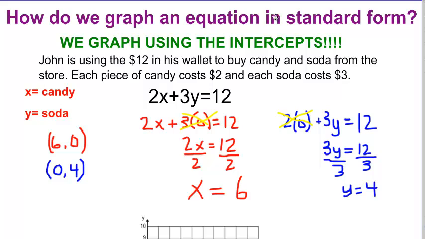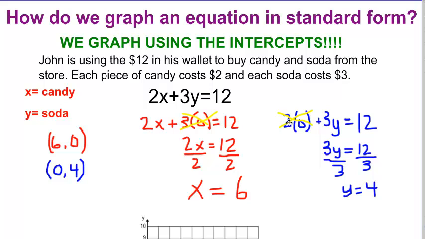Now, how do we graph the equation in standard form? This will look fairly similar to you, because we looked at this back during learning target 4b, where we talked about the intercepts of a linear function. In order to graph this, we graph using the intercepts. So to solve for our x-intercept, we plug in 0 for y. So 2 times x plus 3 times 0 equals 12. That 3 times 0 goes away, and we get 2x equals 12. To solve this equation, we divide by 2 on both sides to get x equals 6, or an x-intercept of (6, 0).